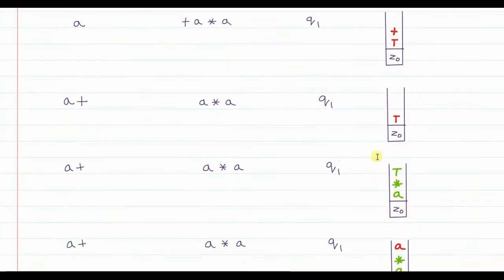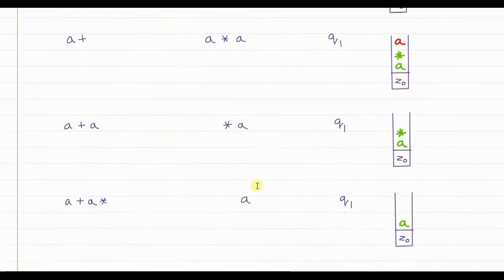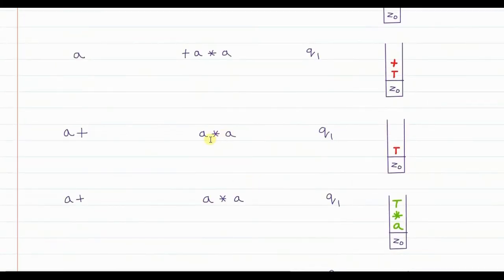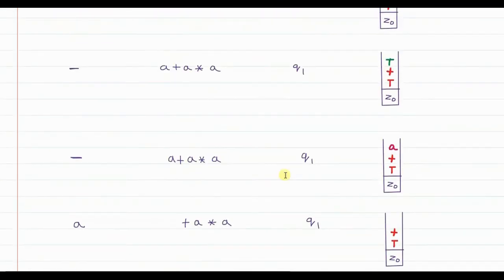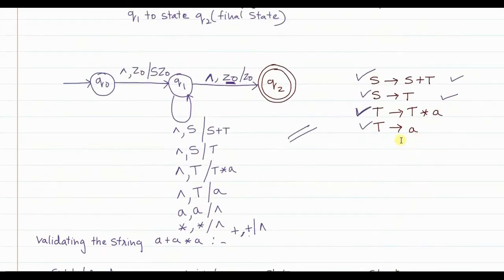Now check what is remaining in the unread input string. What is remaining is A into A. So there is a multiplication sign and there are two operands. So this has to be cancelled. Correct. So if I just replace this T with small a, there is no way I will be able to cancel that into.